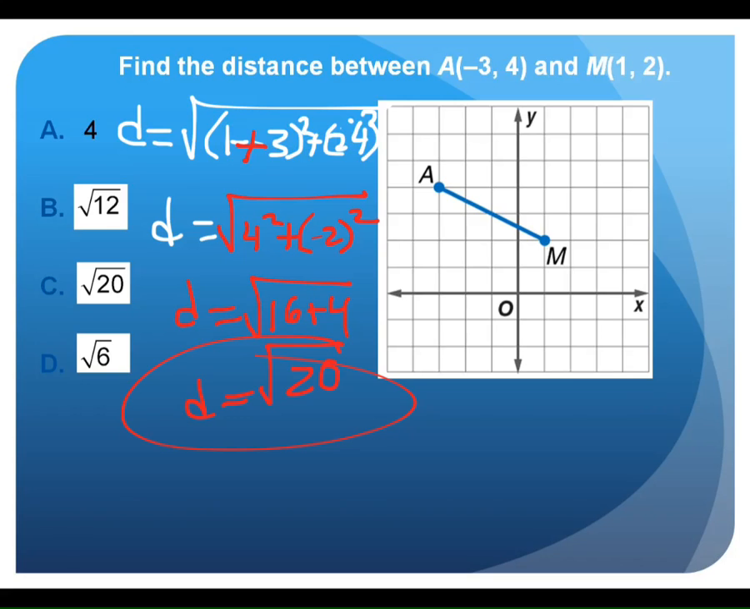Questions on that? Okay, so that's how we find the distance on a coordinate plane.